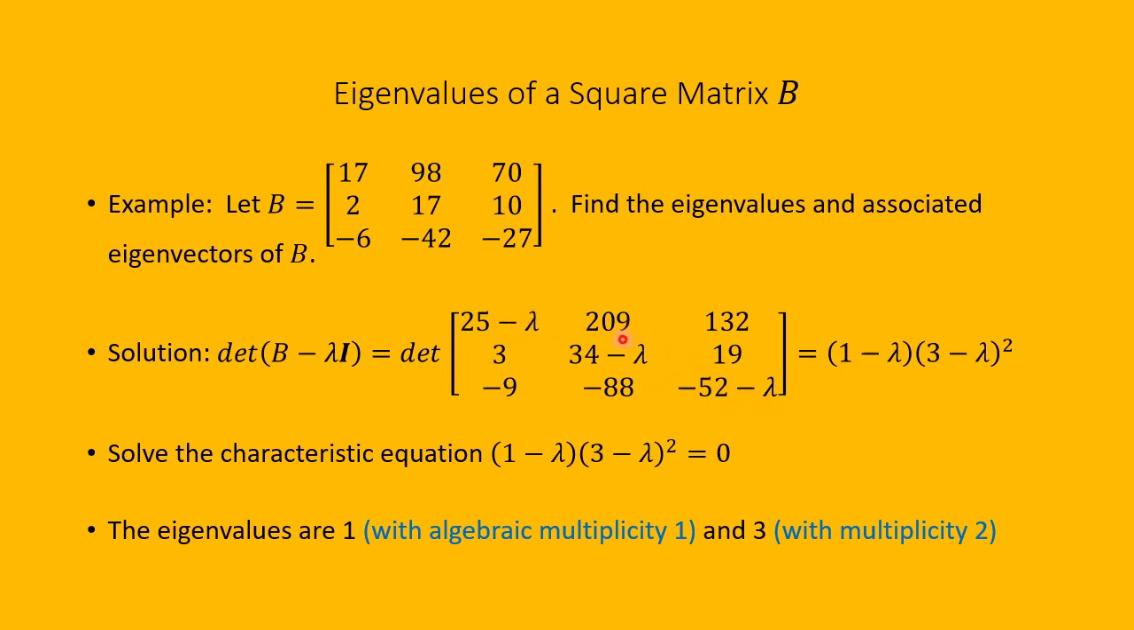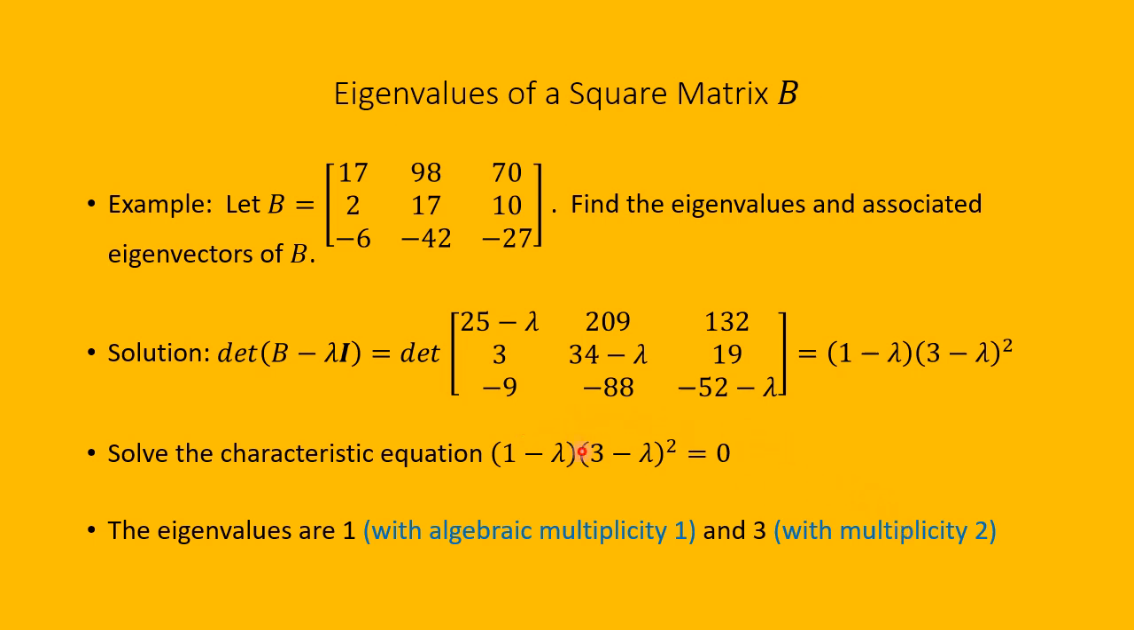If you perform this calculation, say by expansion by minors, you'll find that this determinant is 1 minus lambda times 3 minus lambda squared. And so the characteristic equation is 1 minus lambda times the quantity 3 minus lambda squared equals 0. So the eigenvalues are lambda equals 1 with algebraic multiplicity 1, and lambda equals 3 with multiplicity 2. The multiplicities are the powers that these factors are raised to.